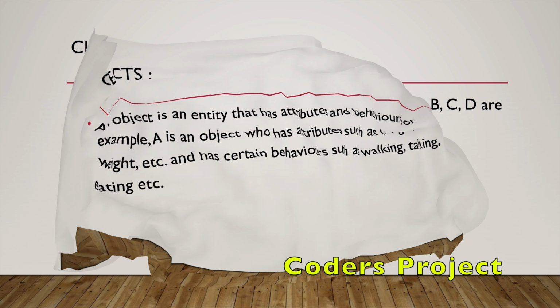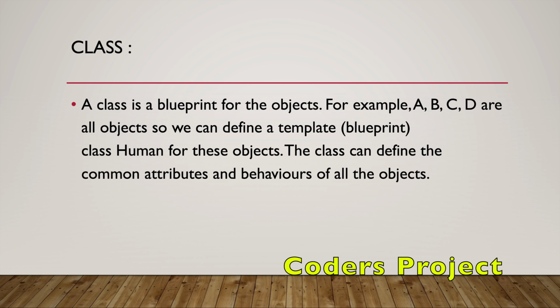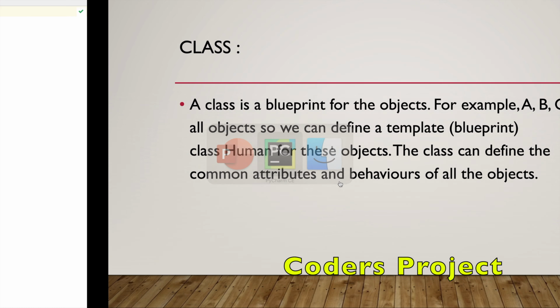Now the classes. A class is a blueprint for the objects. For example, let's take A, B, C, D as objects. We can define a template or a blueprint and call it class human for these objects. These classes can define the common attributes and behavior for all the objects. So let me show you how to create a class and an object.